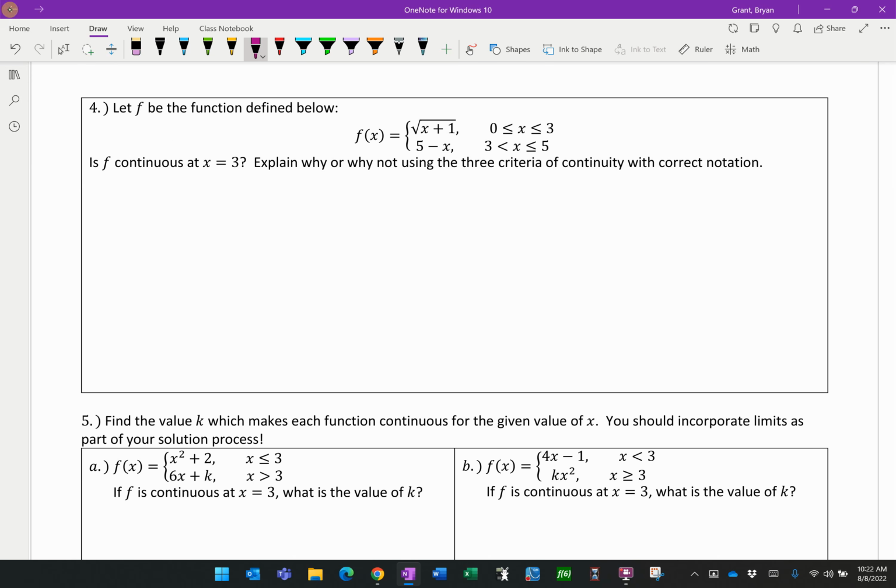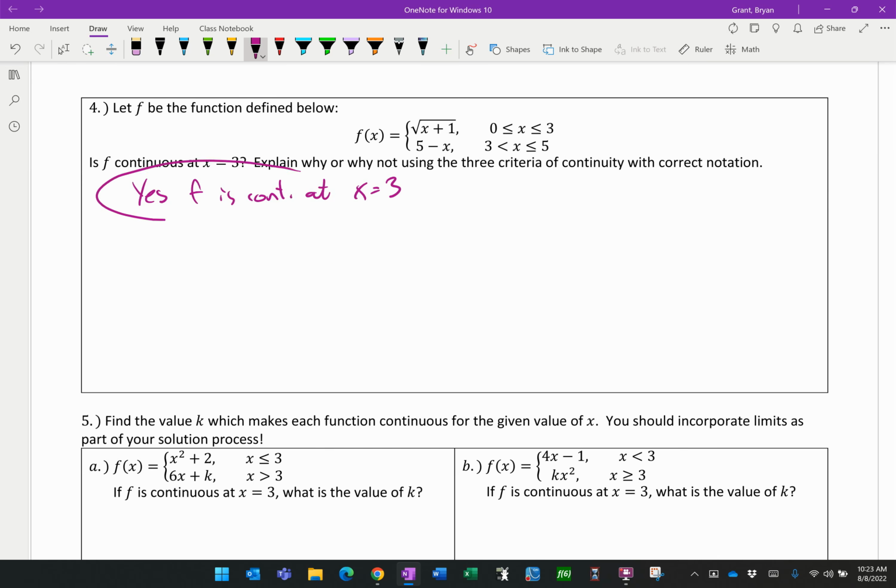Now we do want to do that at the end. This is the answer to the question. Sometimes students forget the 3 criteria. They're like, I'm just going to guess and maybe I'll get a point. So they just say, I'm going to say yes, f is continuous at x equals 3. And then they just skip the problem and move on.